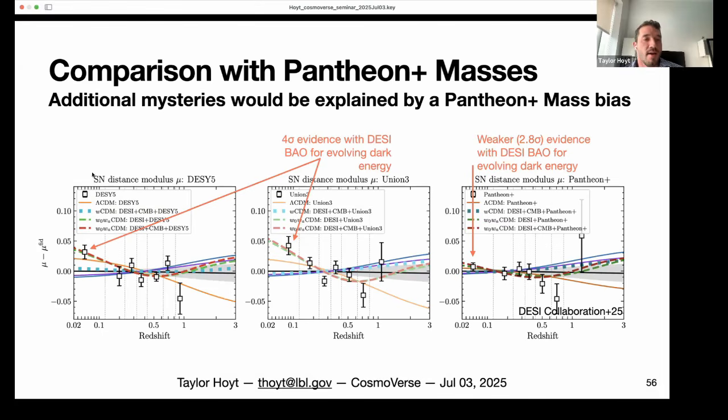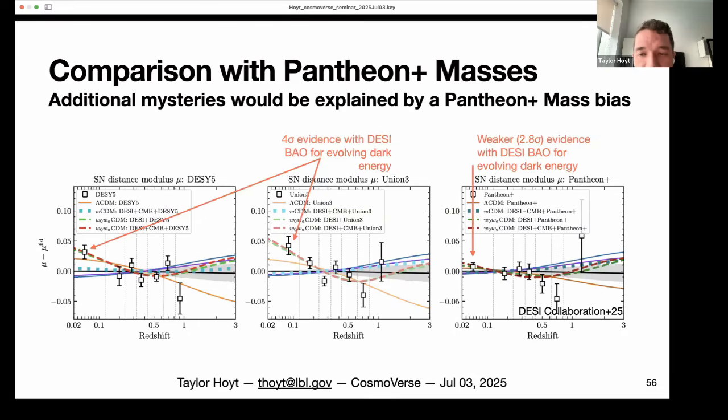So here I show a plot from DESI that shows the distance modulus residuals about a fiducial cosmology, which in this case is CMB lambda CDM. So essentially everything you see here off of zero is a departure from lambda CDM. So the left panel is the DES 5-year survey projected onto this plot in gray points. Middle panel is Union 3 Unity, and then the rightmost is Pantheon Plus.